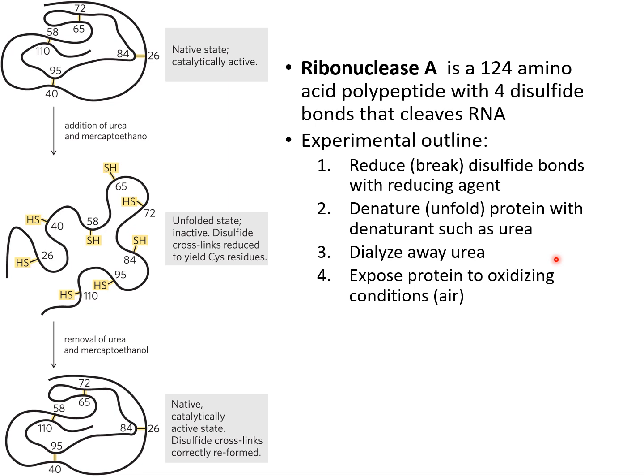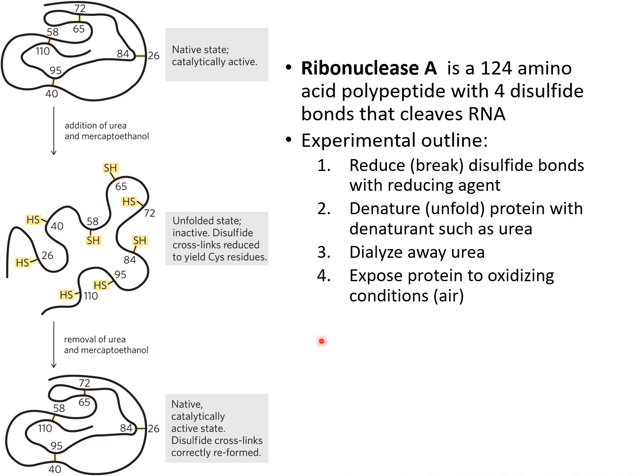completely unfold the protein. Then in steps 3 and 4, he was putting things in reverse. Dialyze away the urea, allow the protein to start to refold, and then expose the protein to some kind of oxidizing conditions. In this case, air is sufficient as an oxidizing environment to allow these disulfide bonds to refold.